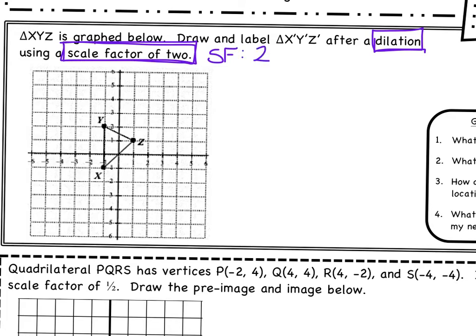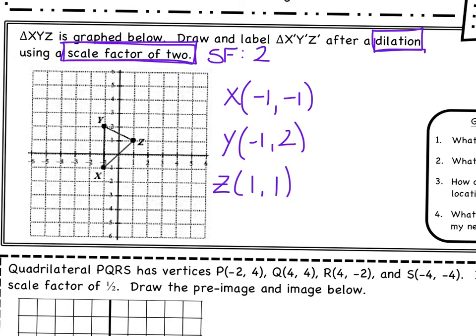Now, what that scale factor of 2 tells me is that I want to make the figure 2 times as big. So I want to make it twice as large. So what I need to do is start out by finding the coordinates of the original points. So what I'm going to do is look at my points, starting with X. X is at -1, -1. Y is at -1, 2. And Z is at 1, 1.